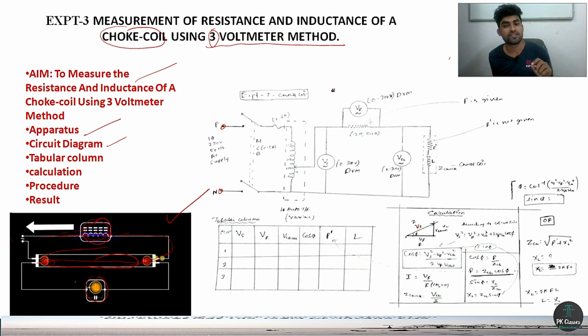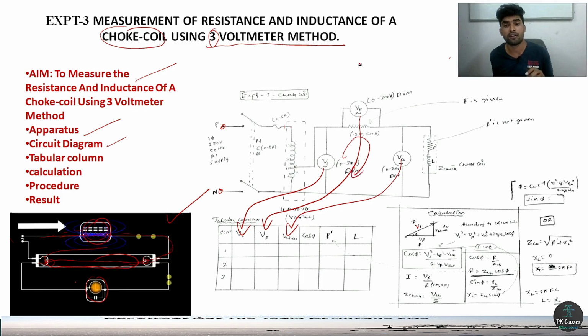Next, based on the circuit diagram, we will make a tabular column. This one is supply voltage. This one is voltage across resistance. This one is voltage across choke coil. One thing you must remember here, KVL is not applicable. Usually KVL says what? Supply voltage is equal to the drop across VR plus V choke, right? But the choke coil is present. That's why the supply voltage is not equal to the sum of the drop voltages.